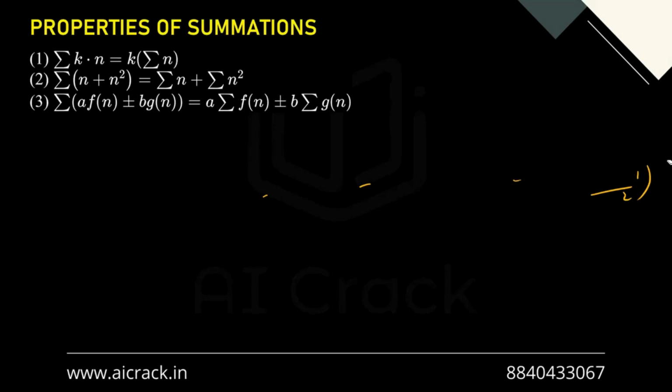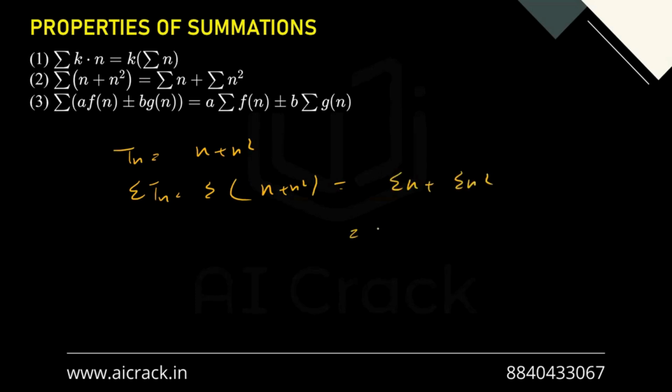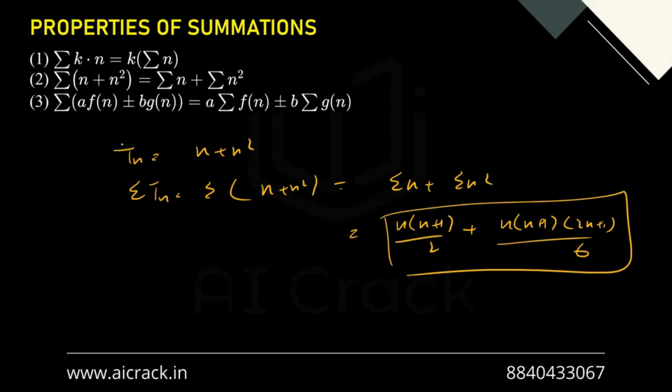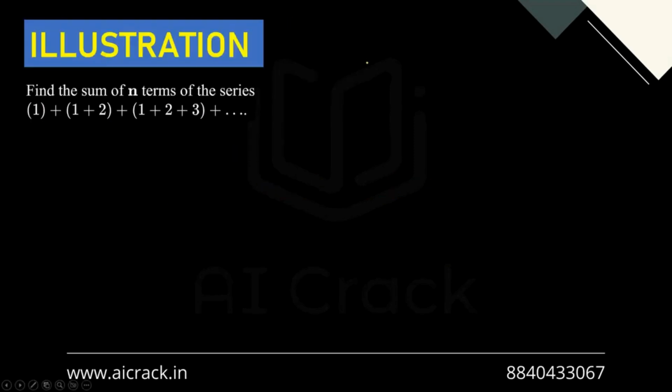Now, if we talk about the second case, basically it's saying we can split terms. We can split this sigma for these individual terms over here. So if Tn equals n plus n square, then sigma Tn would be sigma of (n plus n square). That would be sigma n plus sigma n square. Now this comes out as n(n plus 1) by 2, and this comes out as n(n plus 1)(2n plus 1) by 6, right? So this is how we have to use this particular property. Now the third property is nothing but the application of first and second together, simple.